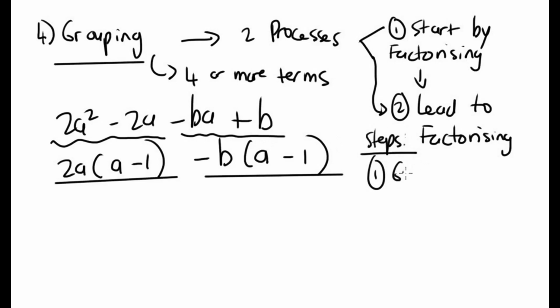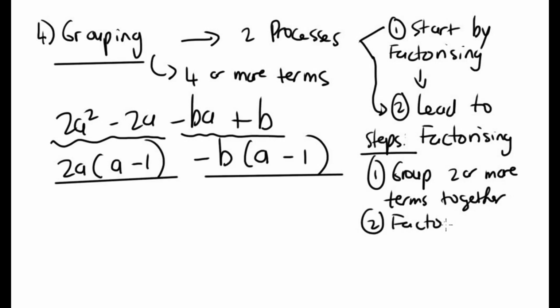If we want steps, number one is to group 2 or more terms together. Number 2 is you basically factorize. Like I said, this here is process number 1. Let me just use a different color so you can see what I'm talking about. Process number 1, when we speak about starting to factorize, is these 2 steps over here.